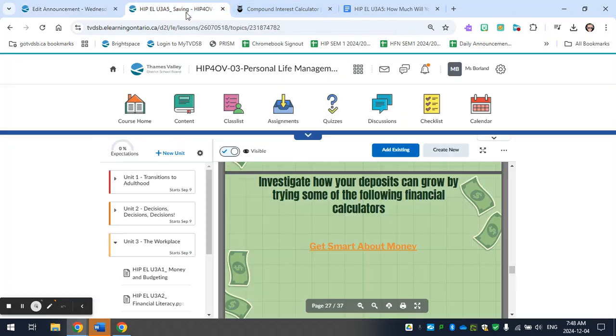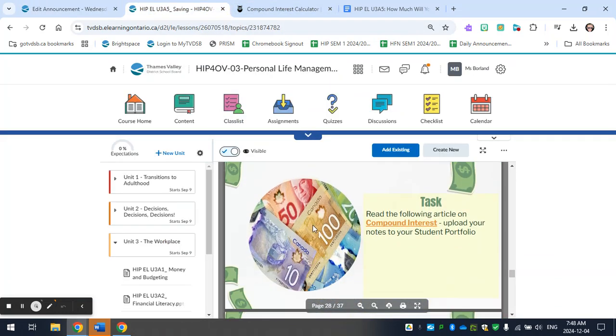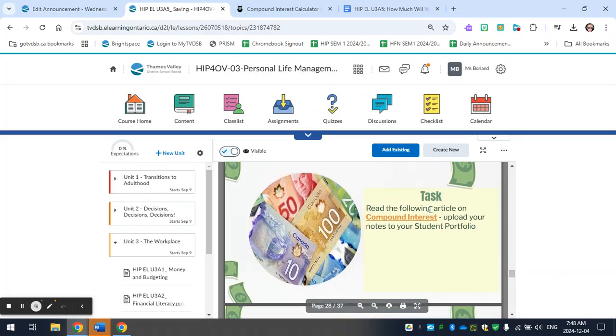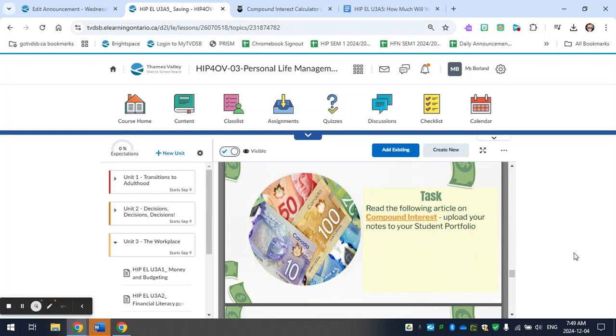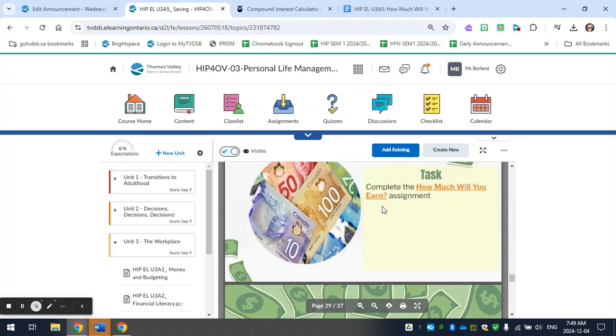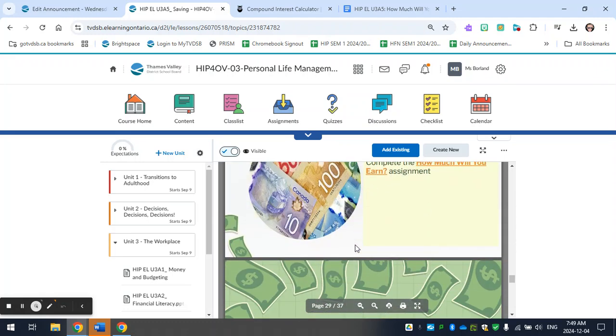Going back to the slides. There we are. This article here, once again, has helped to really push your understanding. It does say in today's announcement, if you read it, you do notes on the articles listed on the slide and upload them to your student portfolio. It's easy bonus marks. We'll come back to this in one second.